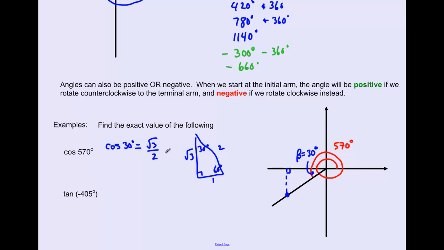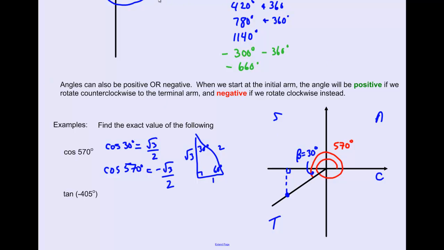So if I know that's the related angle, cosine 570 would have the same ratio, but now I need to use the CAST rule to figure out if it's positive or negative. Because I'm in quadrant 3, remember CAST rule says C, A, S, T, only the tangent ratio is positive in quadrant 3, which means the cosine of 570 has to be negative. So negative root 3 over 2. Perfect. Okay, what about the tangent of negative 405 degrees?